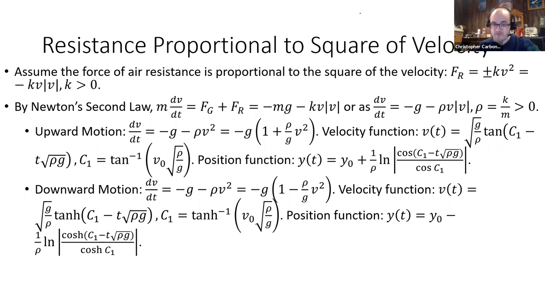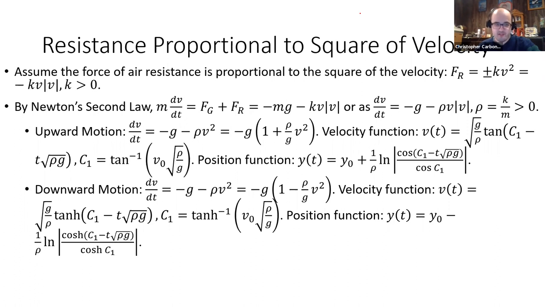And the position function is y of t equals y sub 0 plus 1 over rho times the natural logarithm of the absolute value of cosine of (c sub 1 minus t times the square root of rho times g), divided by the cosine of c sub 1. Downward motion is very similar.